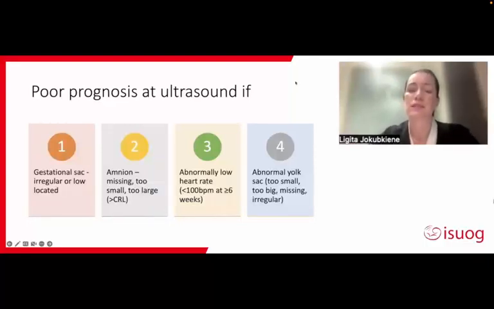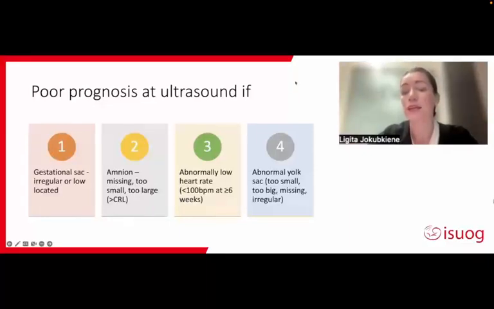Then we also assess the fetal heart, and we know that the fetal heart rate should be above 100 beats per minute if the pregnancy reaches 6 weeks. There is some biological variation, of course, but if we see a low heart rate below 100 beats per minute and the pregnancy is at least 6 weeks of gestation, we might consider it a sign of poor prognosis, even if there is some heartbeat.